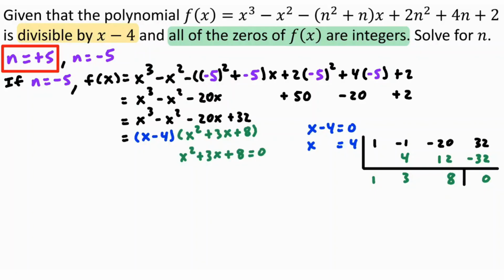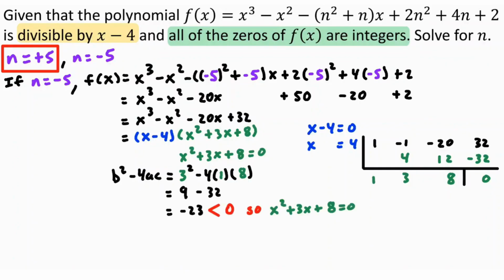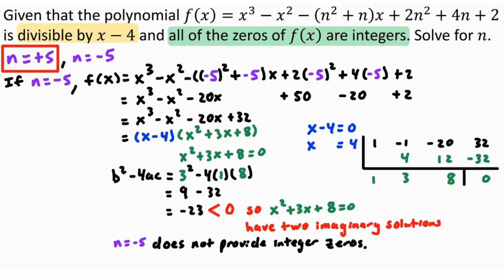We'll use the zero product property, and we'll see x squared plus 3x plus 8 equals 0 does not give us integer solutions. To verify this, let's look at our discriminant, b squared minus 4ac, where b is 3, a is 1, and c is 8. Simplify this, we get negative 23, which is less than 0, meaning that this should have two imaginary solutions. Therefore, n equals negative 5 does not provide integer zeros, so we can eliminate this and cross it out.